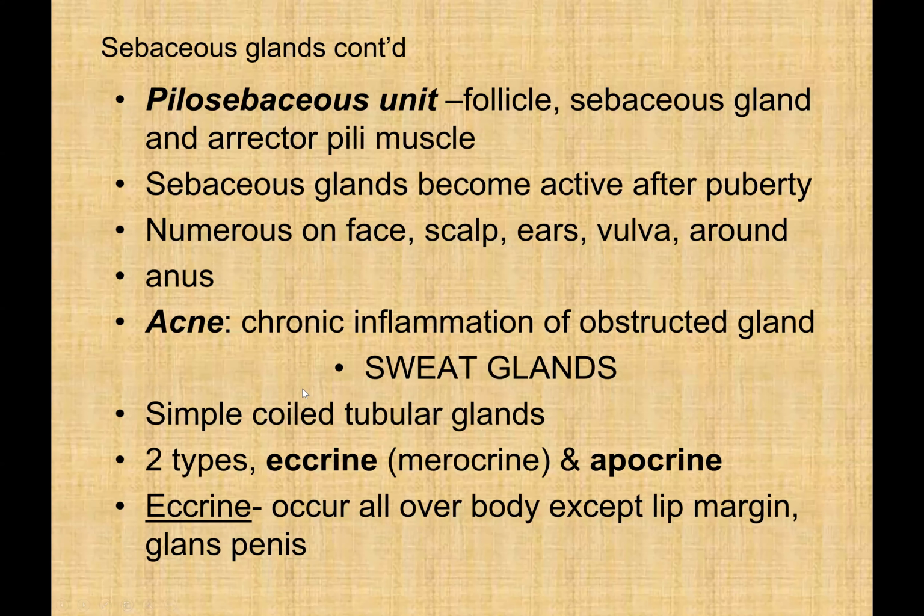The sweat glands are actually of two types that we have in the skin. They are mostly simple coiled tubular glands. We have two types, the eccrine, which are particularly merocrine. That means they release only the sweat without the components of the cell. And then we also have the apocrine glands, which are normally found within the private parts, the armpits, and around the perineum. So the eccrine occurs all over the body except the lip margin and the glans penis. So you don't see the eccrine glands around the glans penis.